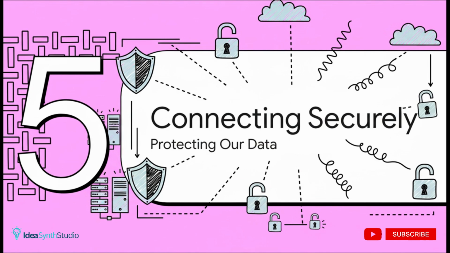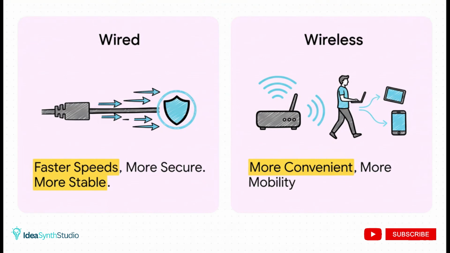Okay, so we have all this data flying around the globe at the speed of light. It's probably a good idea to make sure our connections are safe, right? When we connect, we usually have two main choices. A wired connection is almost always faster, more stable, and more secure. But wireless, well, it's all about convenience and mobility. It's that classic trade-off, power versus flexibility.